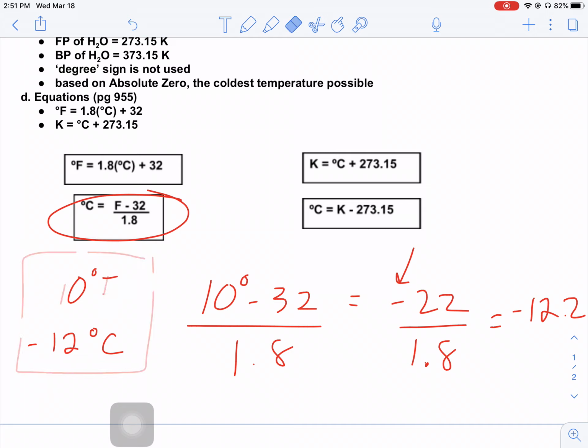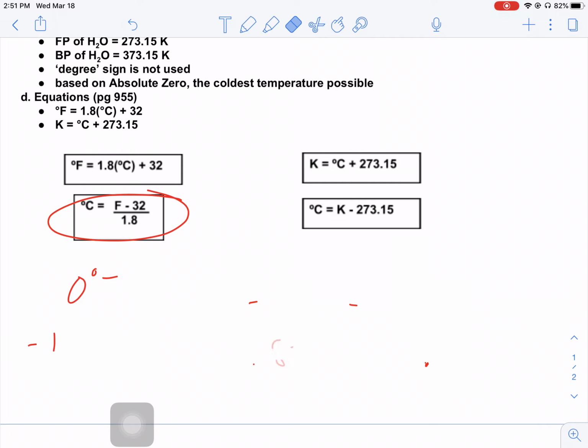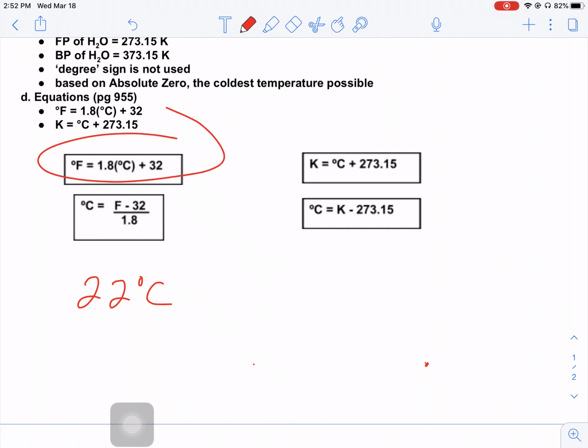Let's do another example real quick. This time, let's go from Celsius to Fahrenheit. So I'm going to pick a temperature, 22 degrees Celsius. This might be a comfortable room. And in this case, I am going to use the equation on top. So I've rearranged them for you.